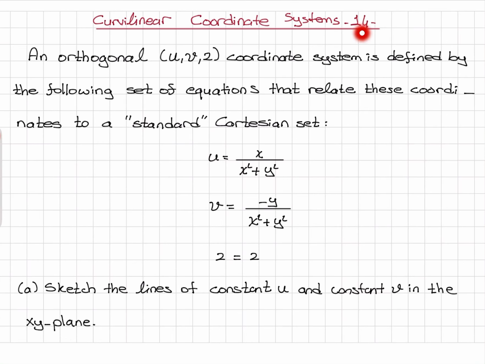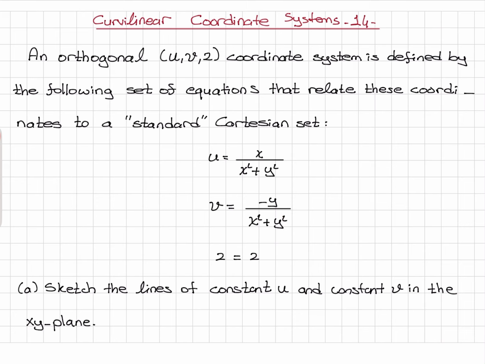Curvilinear coordinate systems 14. An orthogonal UVZ coordinate system is defined by the following set of equations that relate these coordinates to a standard Cartesian set. u is equal to x divided by x squared plus y squared, v is equal to minus y over x squared plus y squared, and z is equal to z.